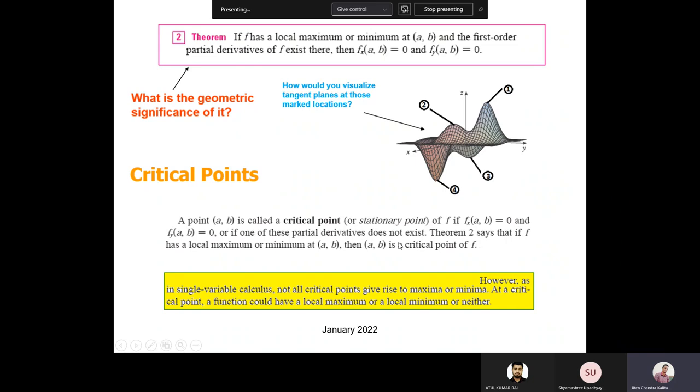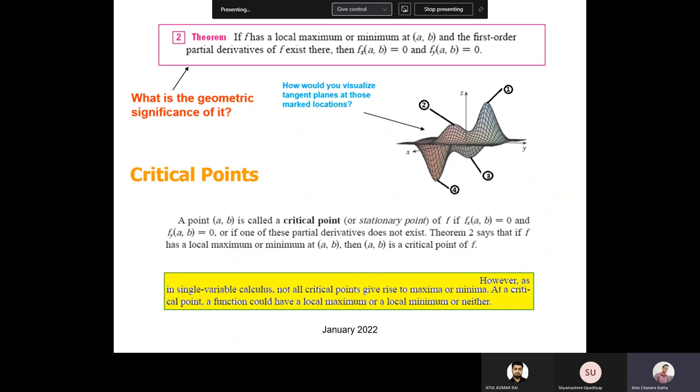Okay, fine. And again, what we have learned from this theorem is that if f has a local maximum or minimum at a point (a, b), then (a, b) is a critical point because it fits the definition of critical point. Now, whatever you see here inside that yellow shaded portion is very, very important. However, as in single variable calculus, not all critical points give rise to maxima or minima. So at a critical point, a function would have a local maximum or a local minimum or neither. So we'll go to that later on.